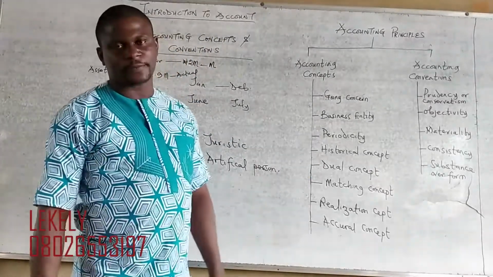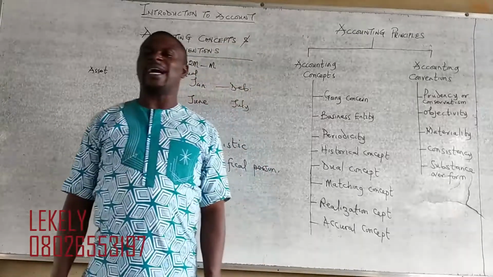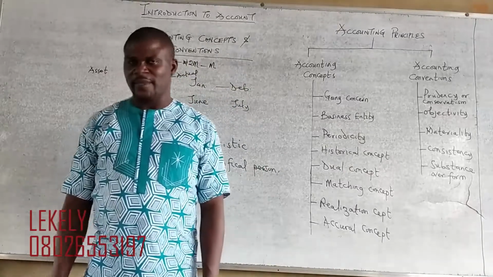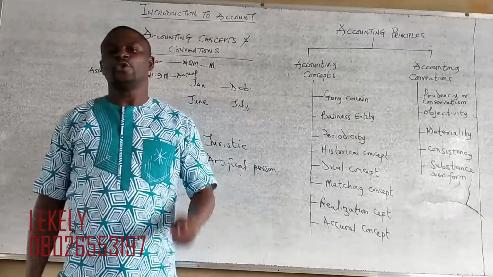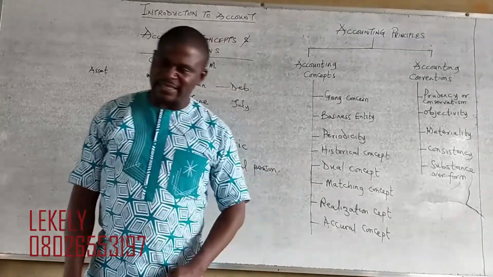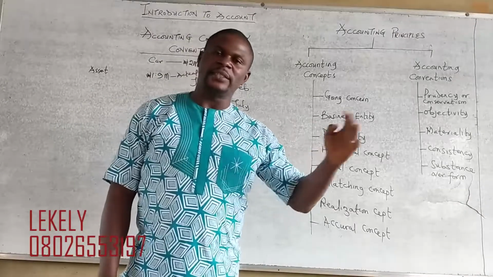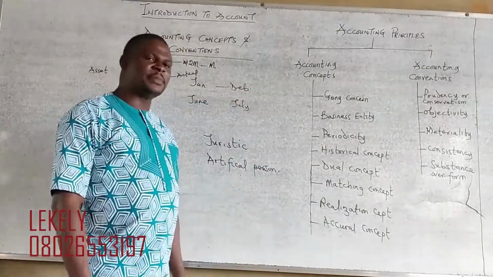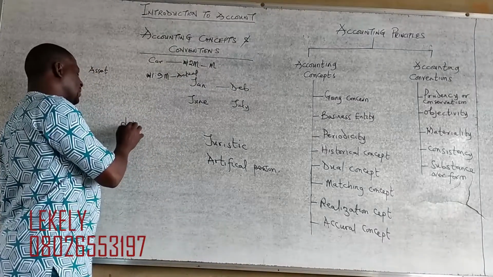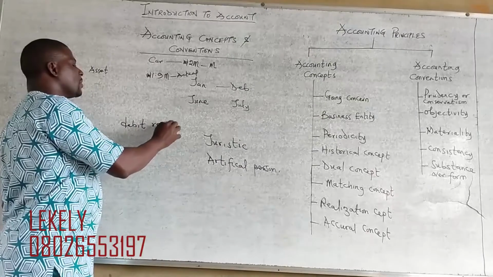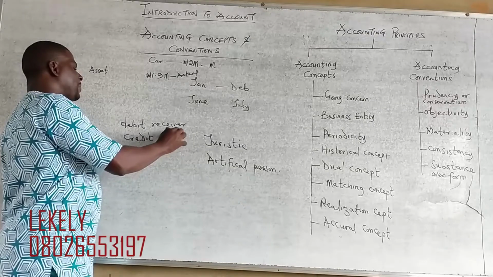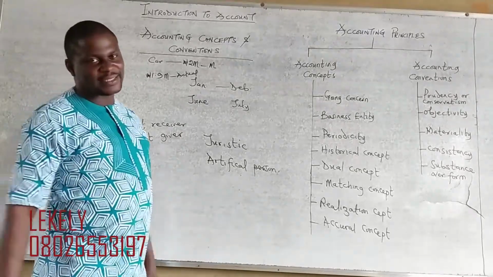Dual concept. Now, the dual concept is saying that every accounting transaction has two aspects: the receiving aspect and the giving aspect. And then the dual concept is saying that you will always debit the receiver and credit the giver.